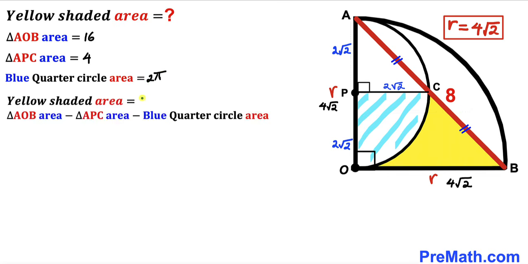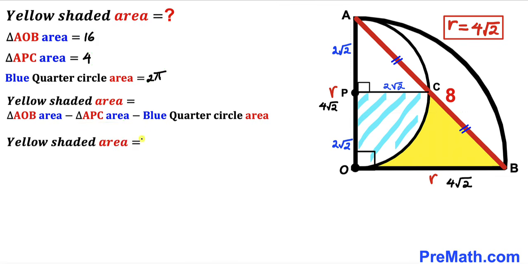And here's our final step. Now we are going to calculate the area of this yellow shaded region. Let's recall this equation once again. The yellow shaded region area equals the triangle AOB area, and we already figured it out as 16. I'm going to substitute over here. The area of the triangle APC is 4. I'm going to substitute over here. And finally, this blue quarter circle area is 2 pi, so I'm going to substitute 2 pi over here.